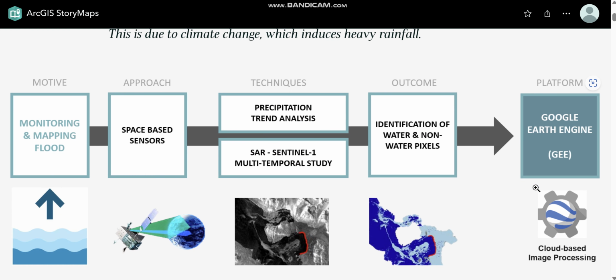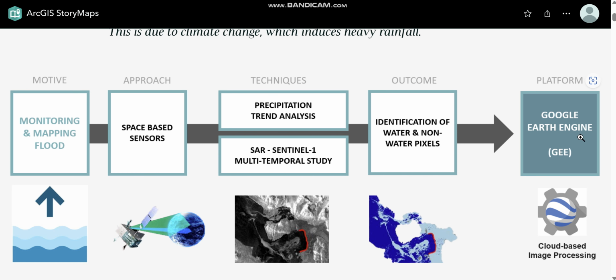So the motive is monitoring and mapping of the flood, which is done using space-based sensors. So the techniques used are firstly the precipitation trend analysis, which is the major factor, and then the SAR Sentinel-1 multi-temporal images have been used for classifying using ortho thresholding, that is identification of water and non-water pixels will be our outcome. This will be done using time series Google Earth Engine technique.